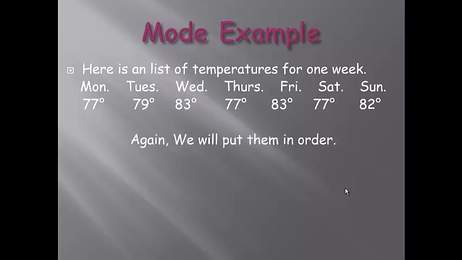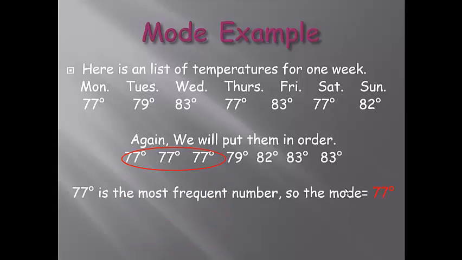So again, like the median, we need to put these numbers in order first. 77 to 83, as you can see. I sorted these numbers out. So as you can see, 77 is repeated 3 times in this list. So 77 is the most frequent number, so the mode is 77.